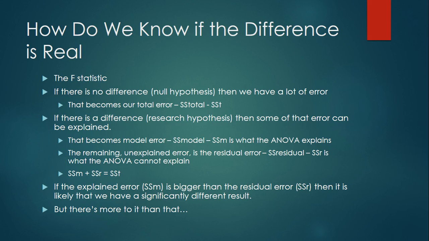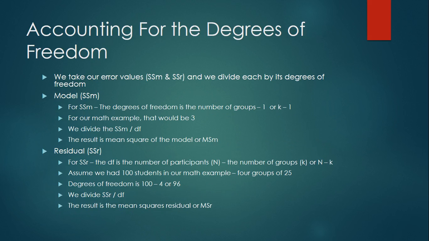So really where the F statistic helps us is that if the explained error is bigger than the residual error, then it's likely we have a significantly different result. But there's more to it than that. This week, the book started talking about degrees of freedom. Actually, the last couple of weeks, it's talked about degrees of freedom. And degrees of freedom become a factor in determining our F statistic.